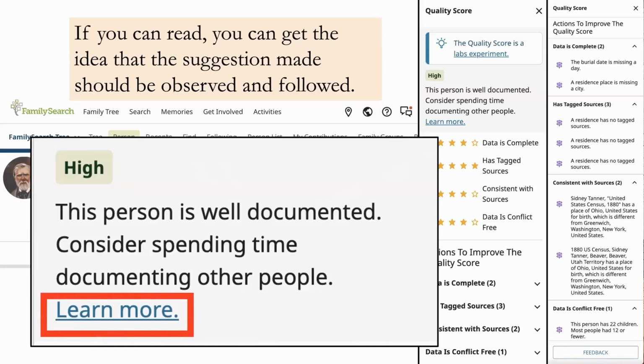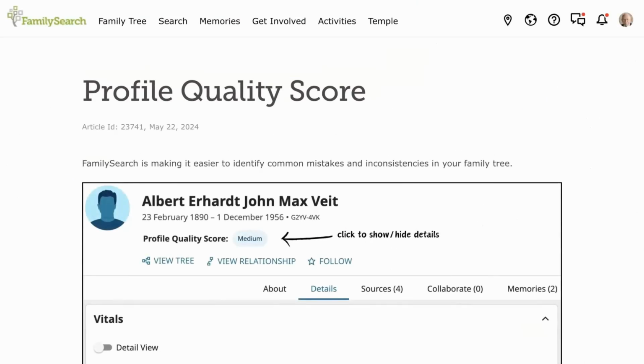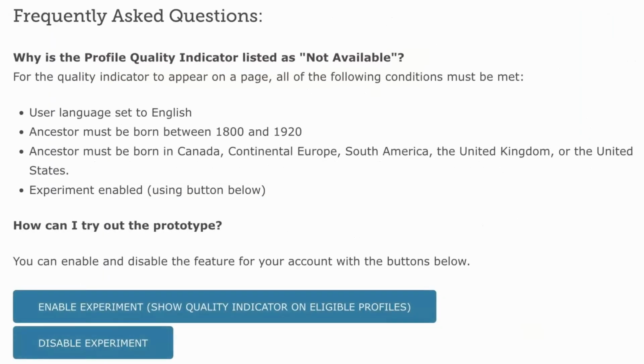And there's another Learn More tab here that takes us to an explanation of the profile quality score. And it explains the whole deal. And if you go on a little bit further, it asks some frequently asked questions. So it might be interesting for you to read through this so you understand what this 5-star and 4-star and 1-star and no stars is trying to say. And the limitations right now are that the user language is English. We don't have this apparently for other languages yet.